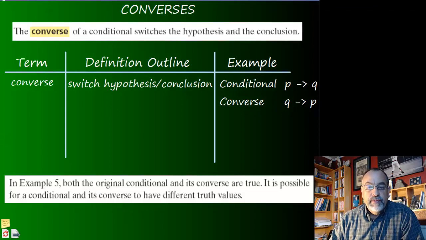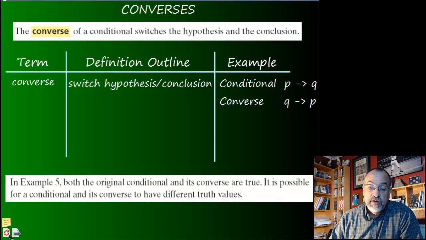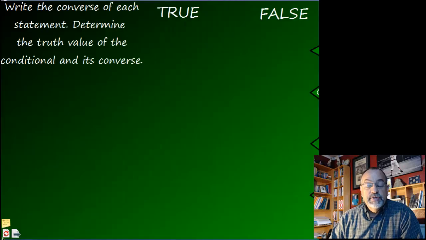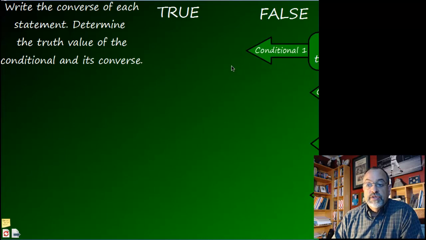And this has very important consequences when it comes to logic and reasoning, because in many cases many people will switch the hypothesis and the conclusion, thus making a converse, and say, well, if the conditional was true, then the converse, or what I'm saying, is also true, and that's not necessarily the case. So it's a mistake in logic to automatically assume that if a conditional is true, its converse is also true, because that's not always the case, and we'll look at a few examples here. So let's take a look at some examples where we have to determine whether the conditionals are true or false.